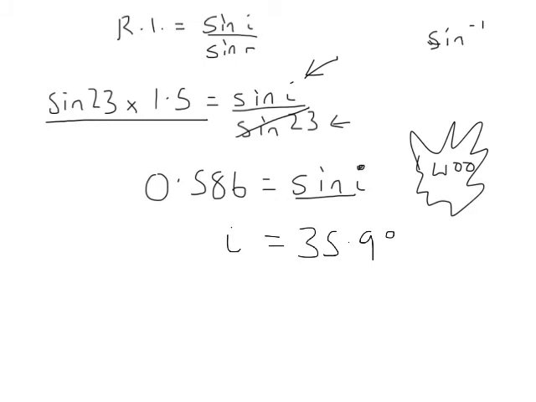Now, looking at the information that I originally used, I know that that is right. So if it comes into the glass box at 35.9 degrees, the refracted angle should be 23 degrees. So we have got that right. Well done. And I think that will conclude what we need to know about refraction and the refractive index.